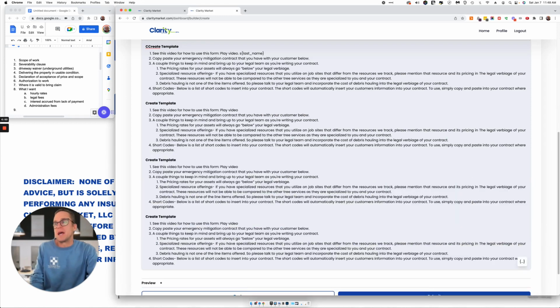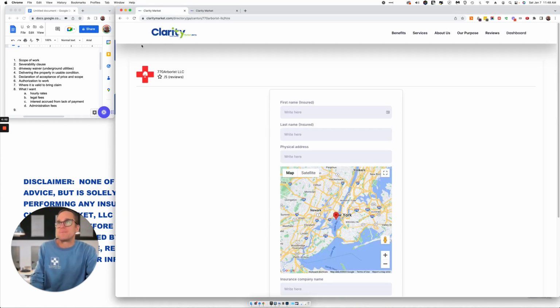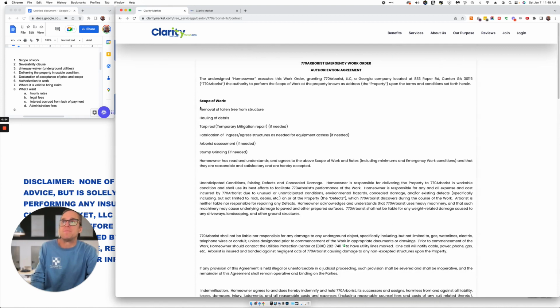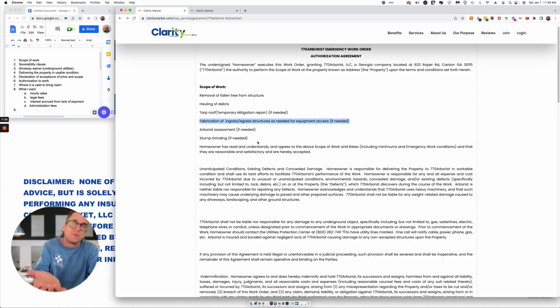Okay, on mine is scope of work. A scope of work would be basically, hey, this is kind of what we're talking about. So: removal of fallen tree from a structure, hauling of the debris, tarping of a roof, fabrication of ingress, egress. Sometimes we have to build bridges, arborist assessment, stump grinding if needed. And then I used to have, which we don't have anymore right now, when I use DocuSign, an initial here that says, okay, I agree to this.